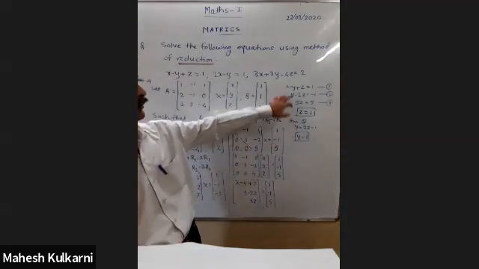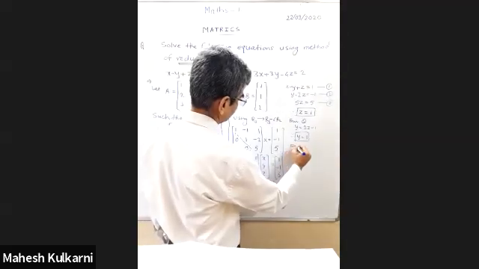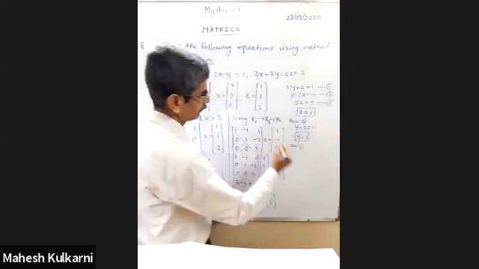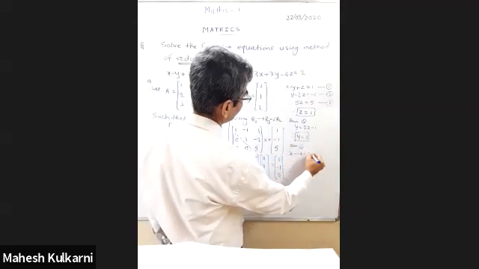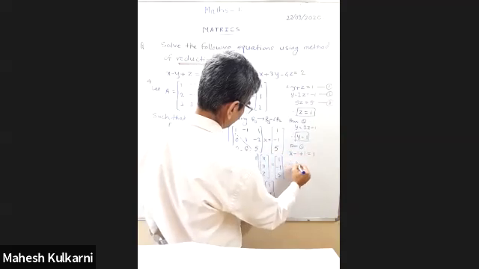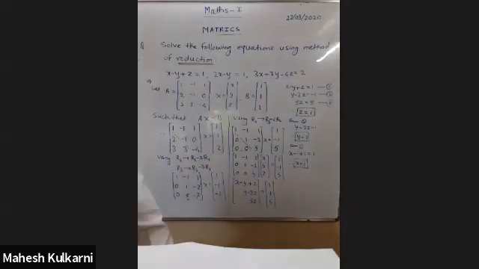Now put these two values, z and y, in equation 1. From 1, find the value of x. X minus 1 plus z is equal to 1. Therefore, x is 1. So this is the solution for the given system of linear equations using the method of reduction. So revise this and note down.